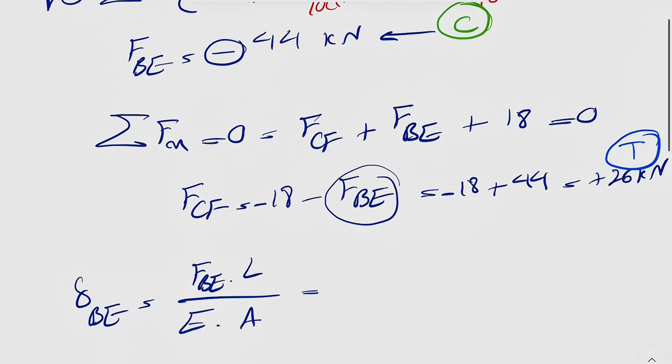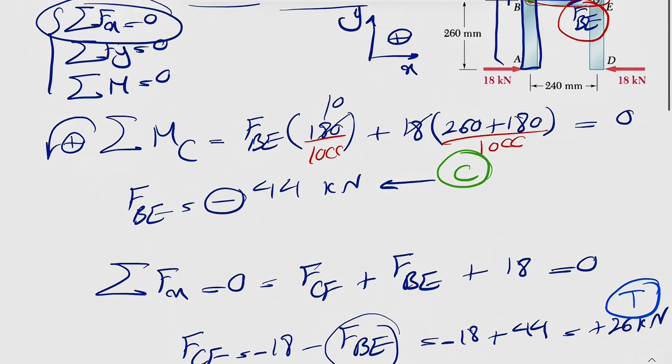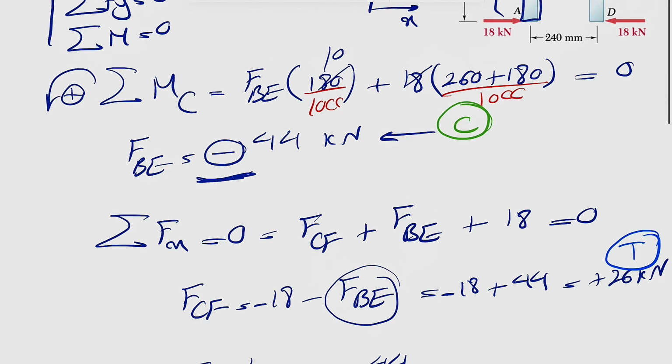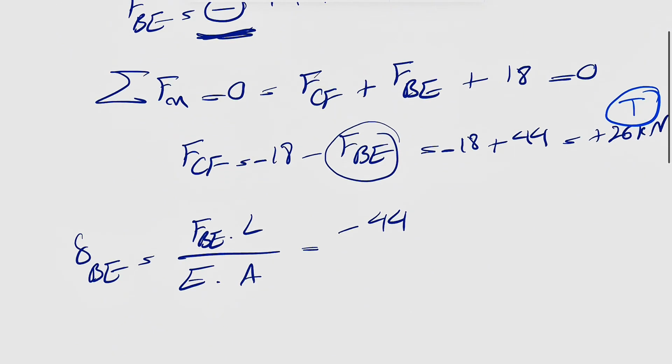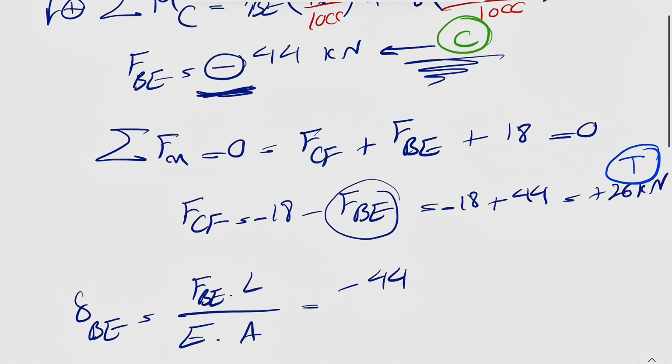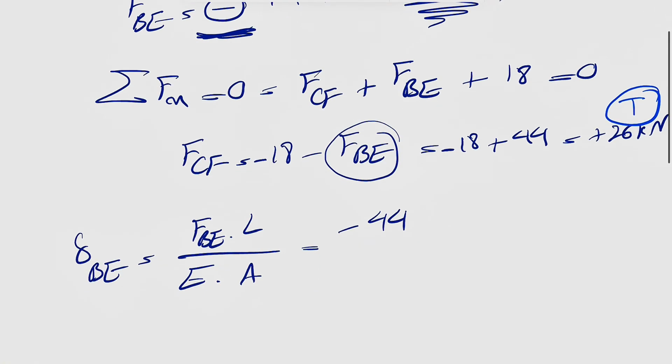So FBE, again, we have a negative 44, and you need to keep in mind if at the beginning you assume the FBE to the left, you're going to get a positive sign in here, and you just have to put this negative sign in here because it will be in compression. So always check if the member is in tension or compression.